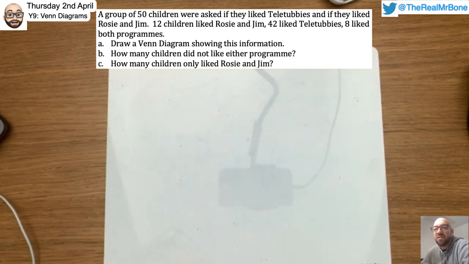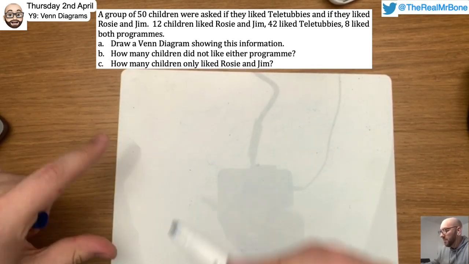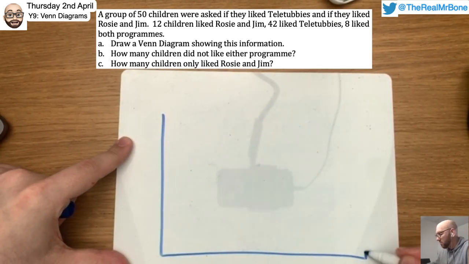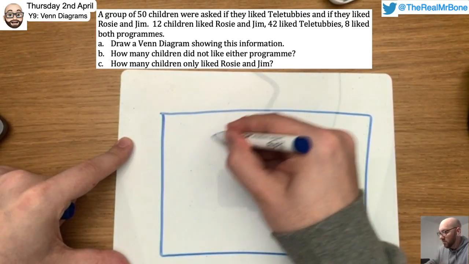A group of 50 children were asked if they liked Teletubbies and if they liked Rosie and Jim. 12 children liked Rosie and Jim. 42 of them liked Teletubbies. 8 liked both. Draw a Venn diagram showing this information. Okay, so we draw our big box and we're going to draw the 2 circles.